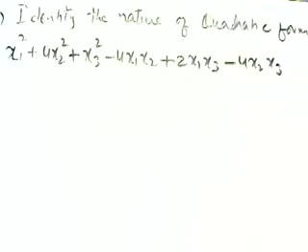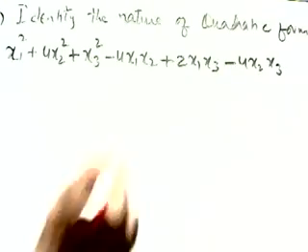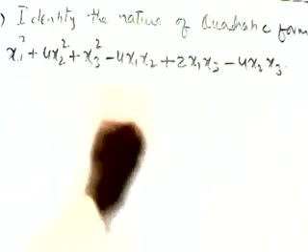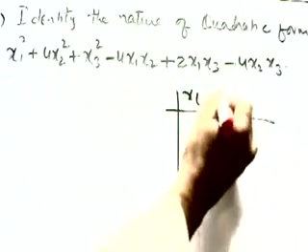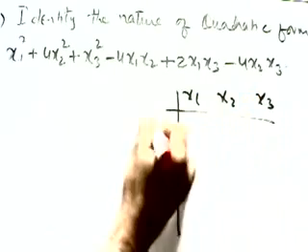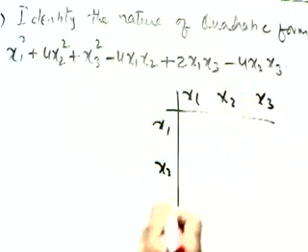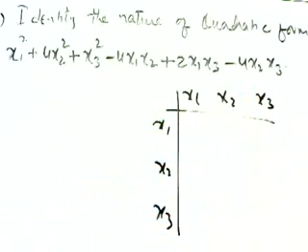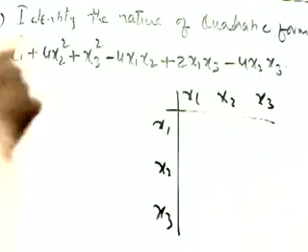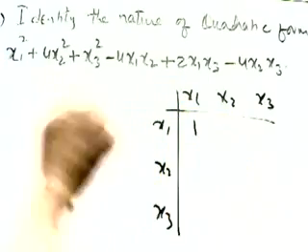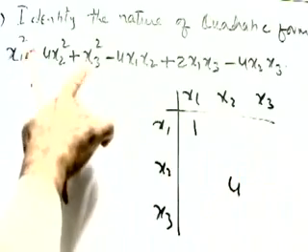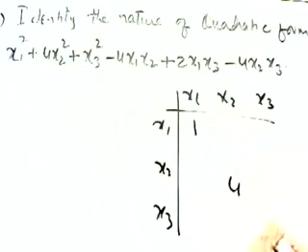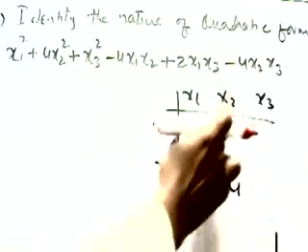See here, identify the nature of the quadratic form. First, let me change this into the matrix A. We've already seen how to change. Now variables are x1, x2, x3. Now see here, x1 square coefficient is 1, so you get 1 here. x2 square coefficient is 4, you get 4 here. x3 square coefficient is 1 here.